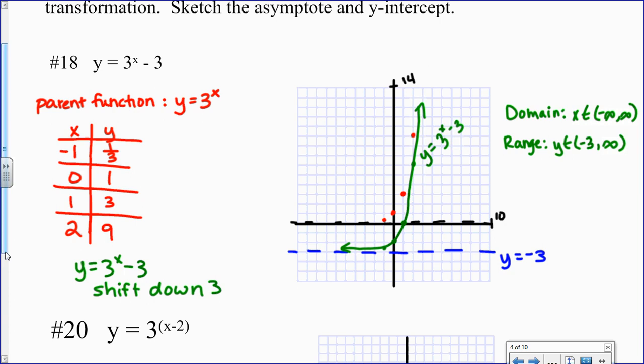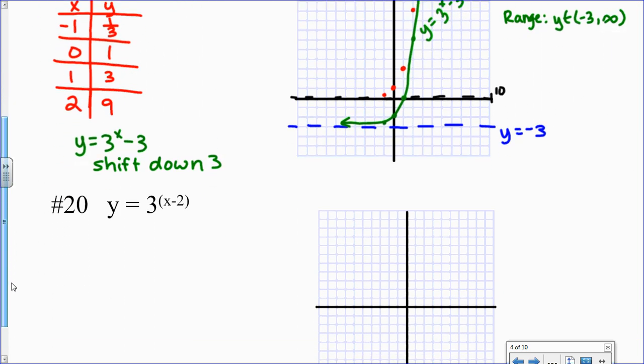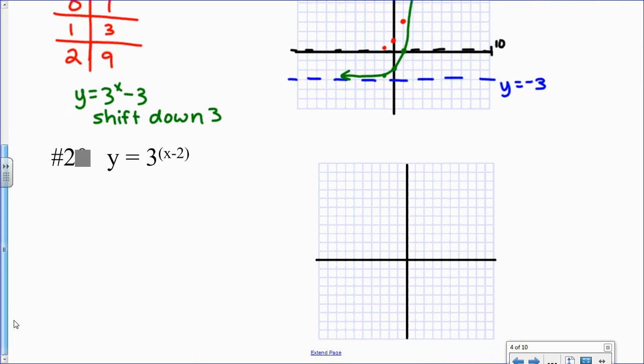Okay? I know you think you could probably just make a table based off this whole thing, and you can, but you want to know how to do it based on the parent function and transformations, because when we start doing logs, you're going to have to do it with the parent function first. All right, so again, my parent function is just y equals 3 to the x. So not with the -2.